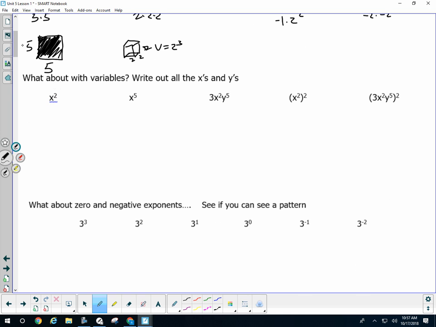But exponents deal with variables. It's important to understand x squared is just x times x. This is how we're going to recall and remember the rules of these exponents. X to the 5th would be x multiplied by itself 5 times. Three times x squared times y to the 5th. 3 times x times y times y times y times y times y.